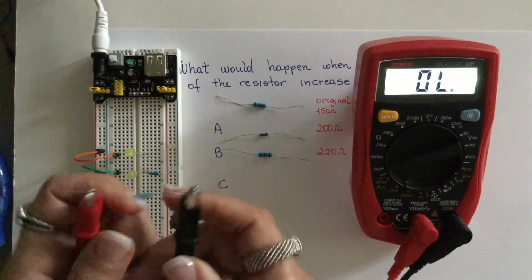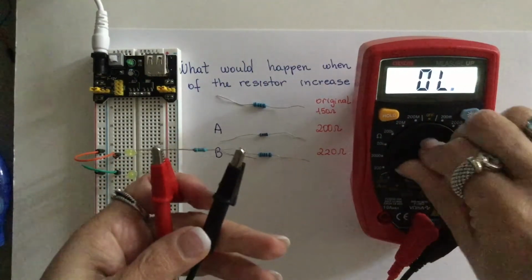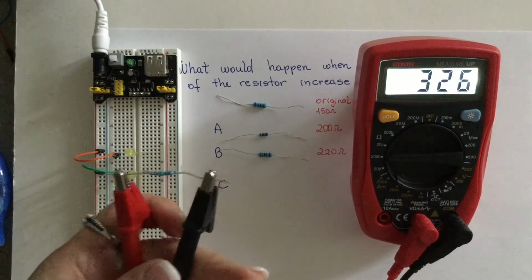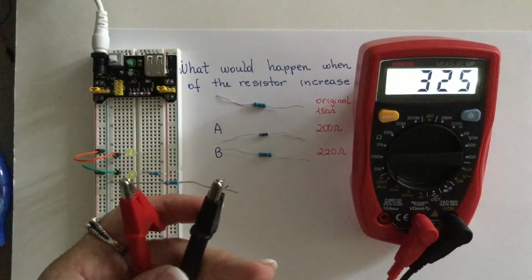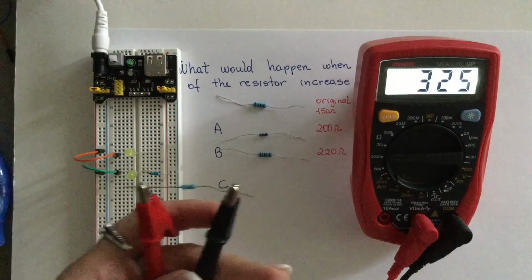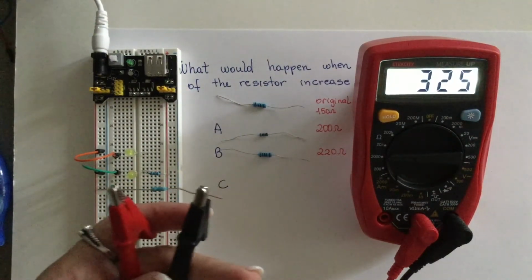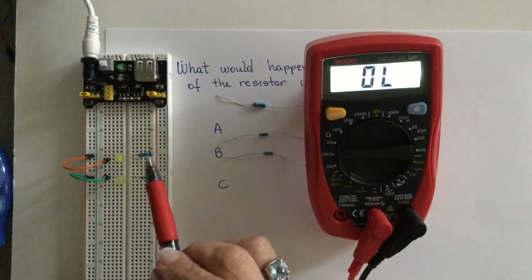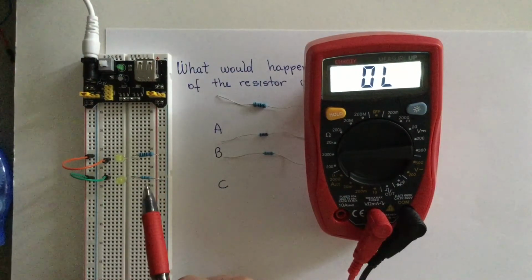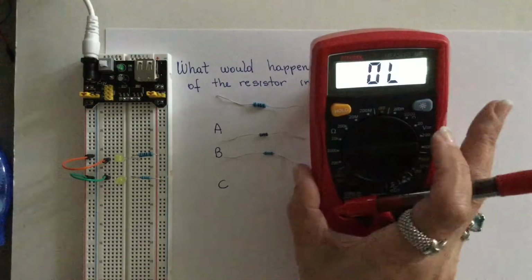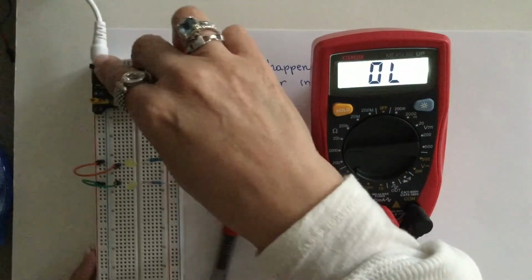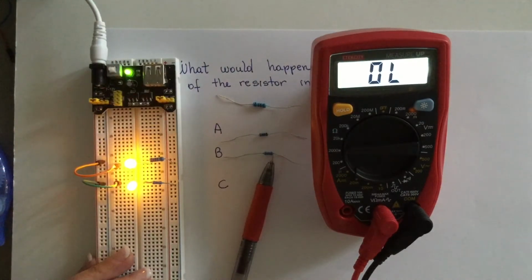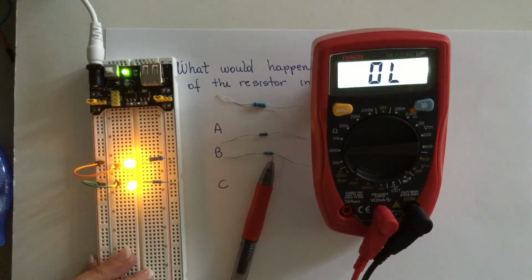The value here is, oops, obviously more than 200, 326. Okay, 325, 300. Let me keep 325. So now I have my control one, which is 150 ohms, and now I have this new one, which is 325. So let's see if I observe the brightness of this LED change. No, I don't see any change.